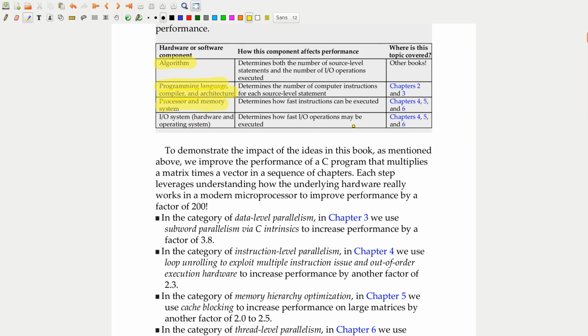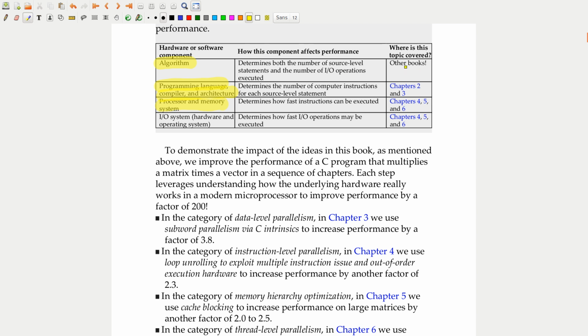So following that is, of course, the I/O system, hardware, and the operating system. So this is a little more abstract. This is going to be the human interaction or maybe some other device's interaction with your computing system. And it's also how the software is interacting with this computing system. And so this is going to determine how fast I/O operations may be executed.